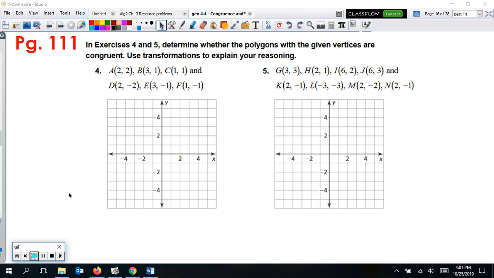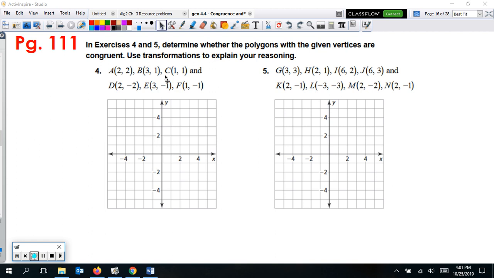All right, so on page 111, here's 4 and 5. It says to determine whether the polygons with the given vertices are congruent. So here's where we have to actually plot these points and connect the dots, make our figures, and then see if they're the same size and same shape. Are these congruent figures? And it says use transformations to explain your reasoning. So we can also write down what the transformation would be to explain our reasoning for that.